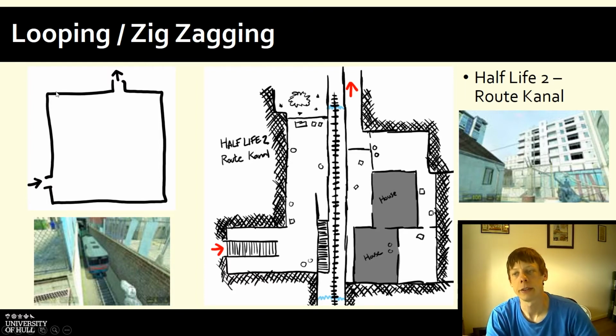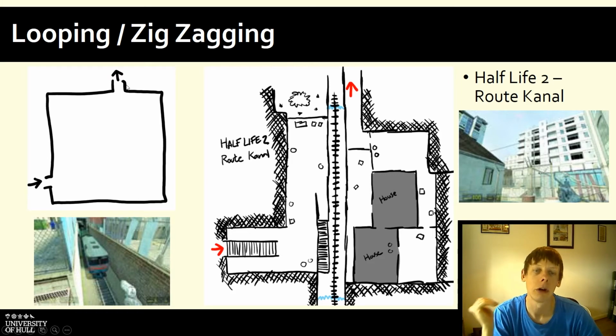But the concept is that this space uses a similar shape to what we have just tried to design our level around. We've tried to create a square with an entrance and an exit, and have a player move around that space. With this being Half-Life 2, they've done the same thing, but they have made use of looping around the level and zigzagging around the level in order to make the most efficient use of that space.